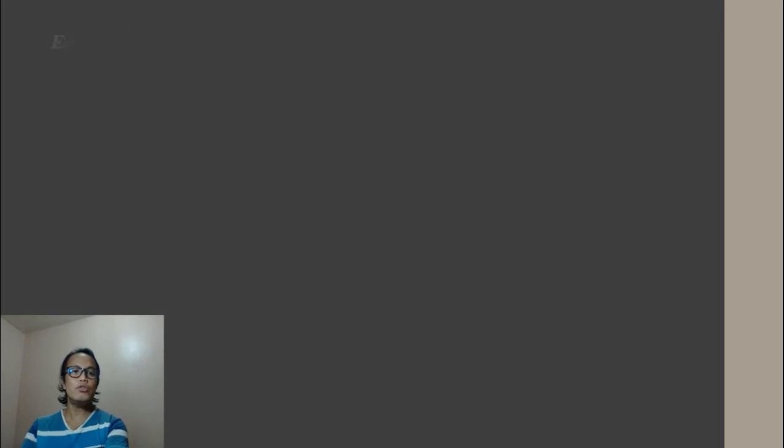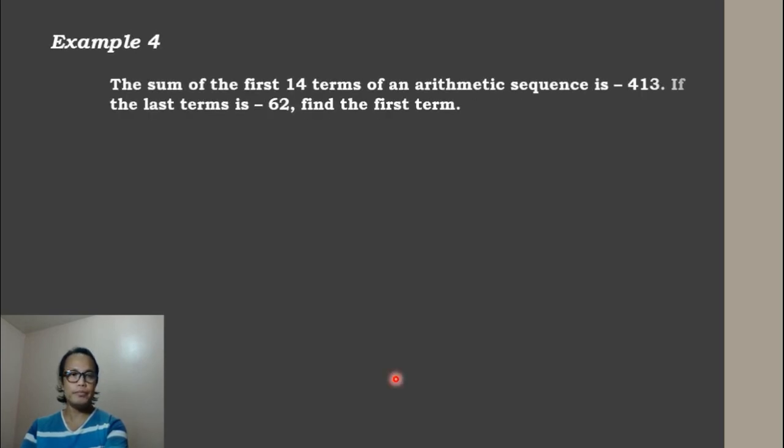Now let's proceed to example number 4. The sum of the first 14 terms of an arithmetic sequence is negative 413. If the last term is negative 62, this is term, not terms. If the last term is negative 62, find the first term. So this time, we are given the sum of the first 14 terms, which is negative 413. And we are going to solve for the first term.